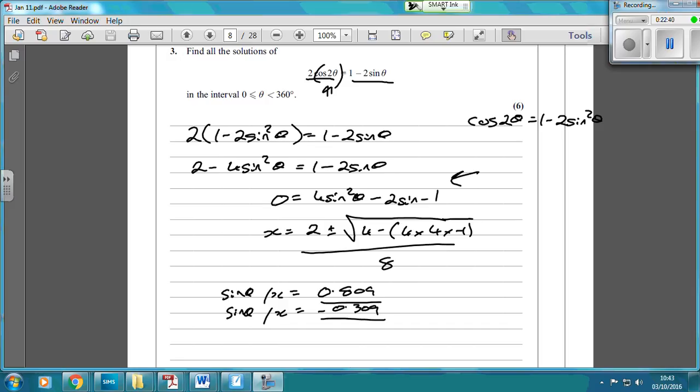Now your calculator is probably still going to be in radians, so always double check in your head. Have I got it in degrees or radians? What do I need in this question? And it's asked for it in degrees. So the inverse sin of minus 0.309, so I've got my calculator, is minus 18.